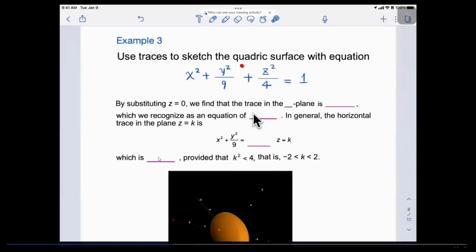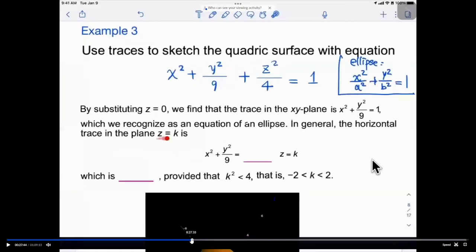Okay. All right. So it's an ellipse, okay? The standard equation of an ellipse is this one. I wrote it down here. So this is going to be an ellipse, okay?